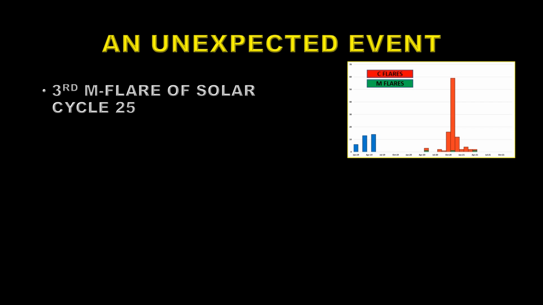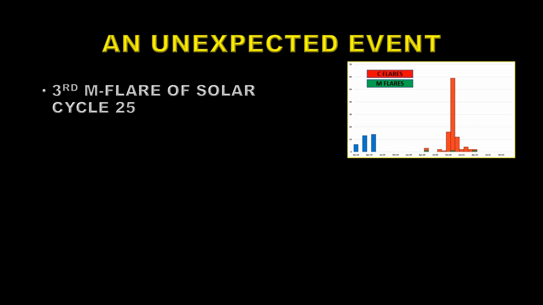The plot on the right shows the number of flares. The blue flares in the bottom left of this graph are C flares from solar cycle 24. The red colored bars are C flares from solar cycle 25. And the green bars are the M flares from solar cycle 25. And we've had 3 of them so far, which is actually quite a remarkably large number for this early in the cycle.